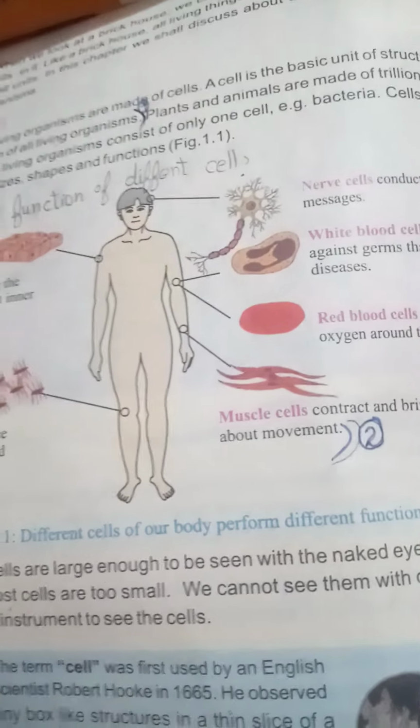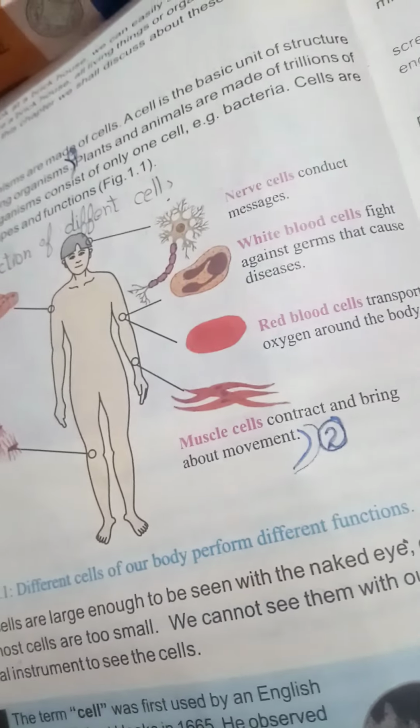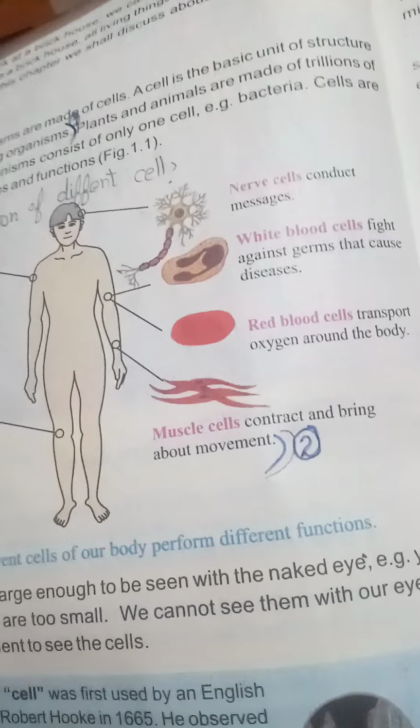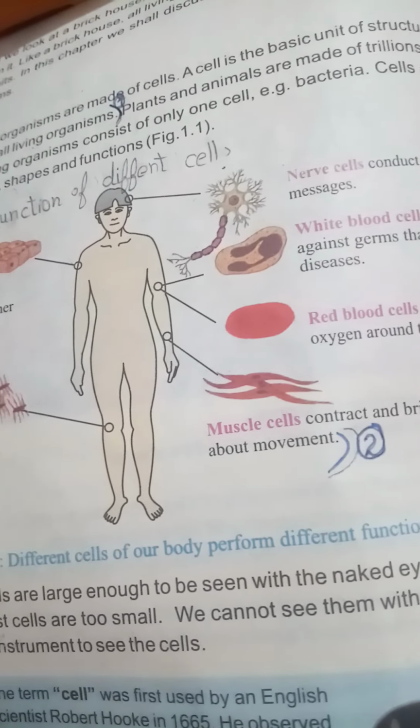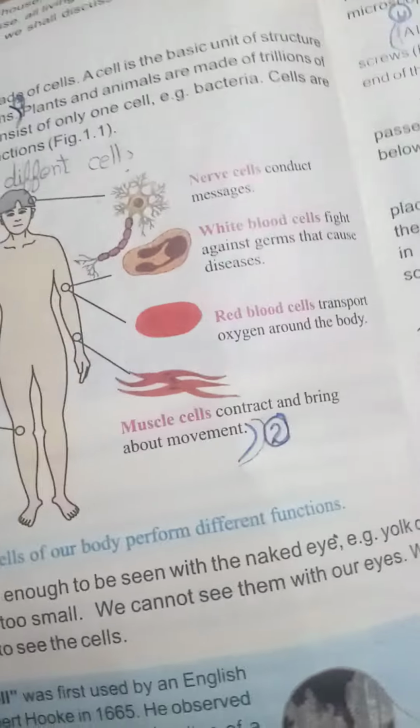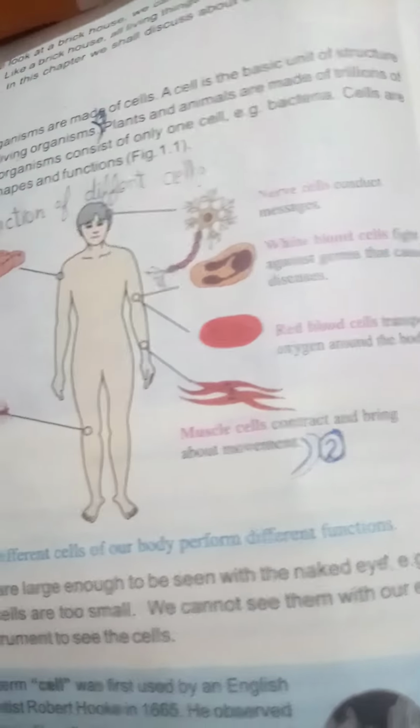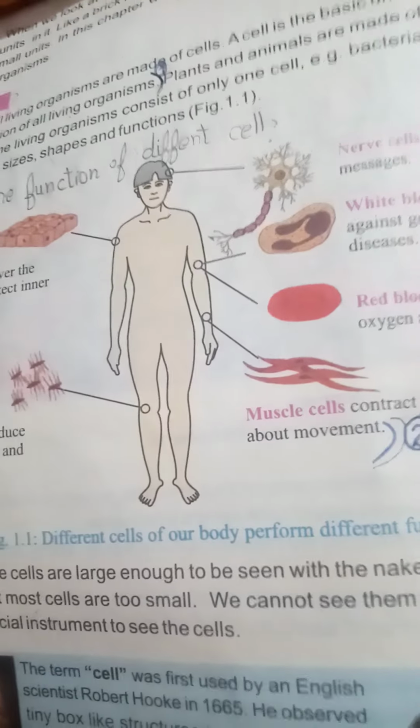Some cells are large enough to be seen with the naked eye, for example, the yolk of an egg. But most cells are too small, we cannot see them with our eyes. We need a special instrument to see the cell.